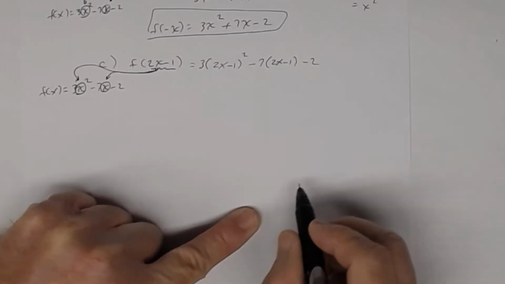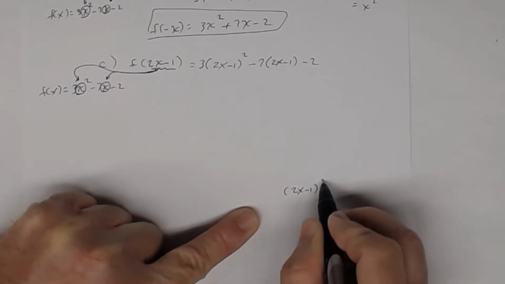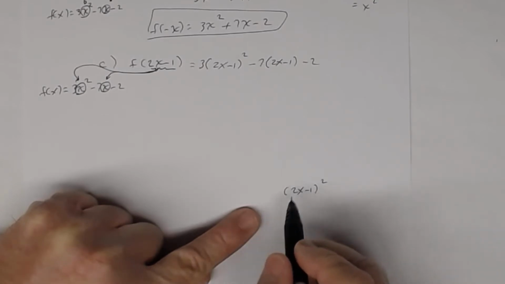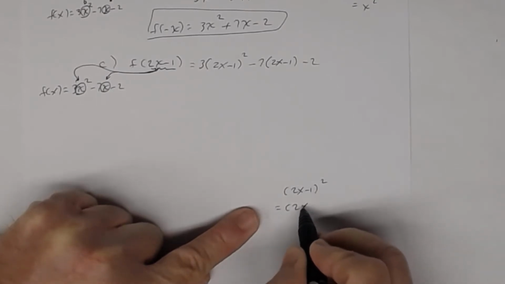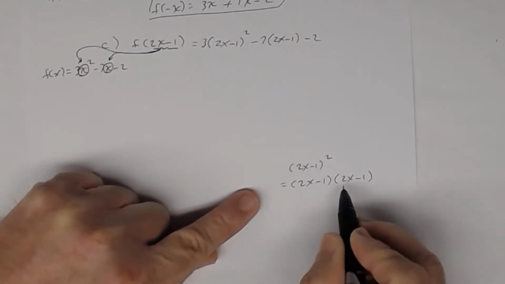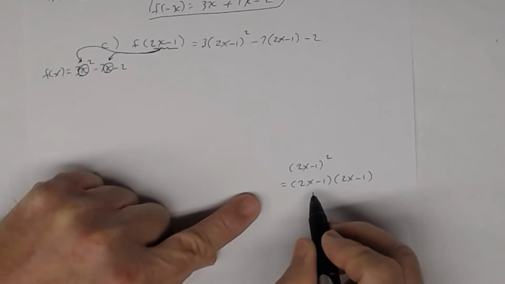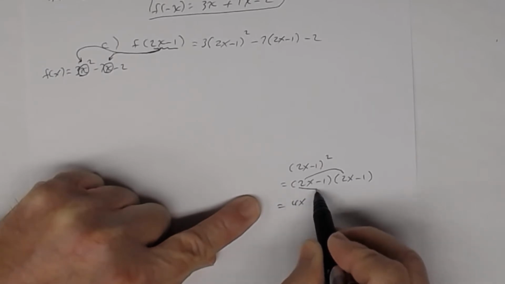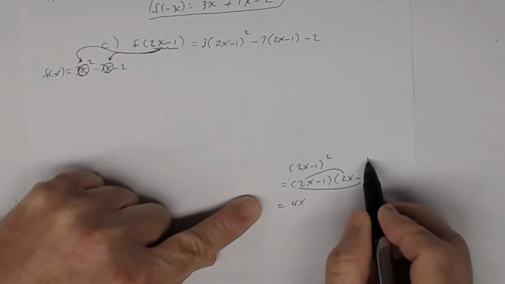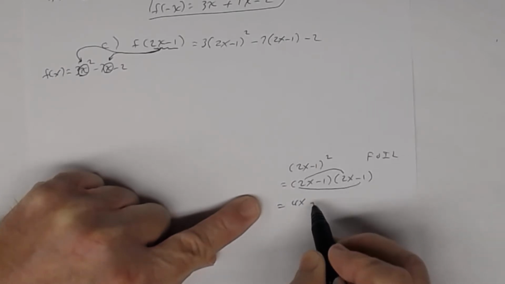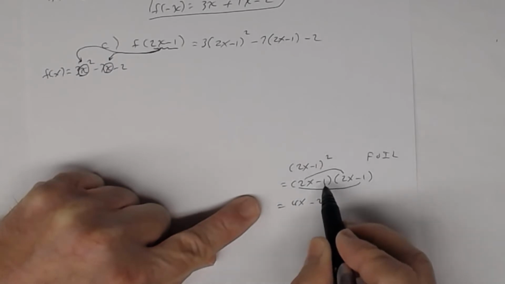So I'm going to go off to the side, and I'm going to figure out what 2x minus 1 squared is. Well, you had experience squaring a binomial. So remember, that means 2x minus 1 times itself, right? And now I can use the FOIL method because I'm multiplying 2 binomials together. When I do that, I get 2x times 2x is 4x squared. The outer, remember FOIL, 2x times a negative 1 is a negative 2x. The inner is also negative 2x.